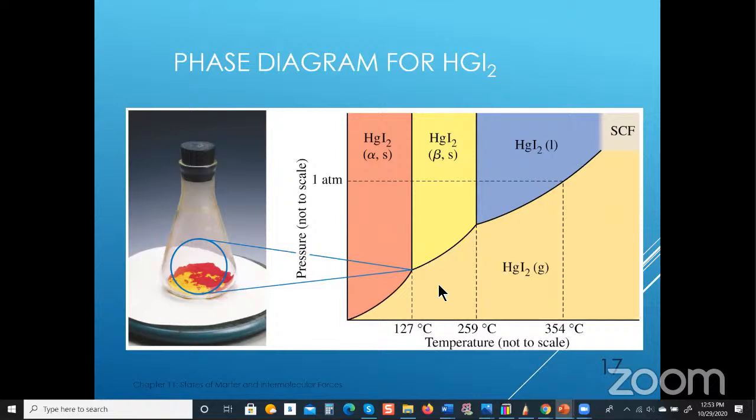Okay, let me see here. And then you have a triple point here where you have an equilibrium between the two forms of mercury iodide and the gaseous state.